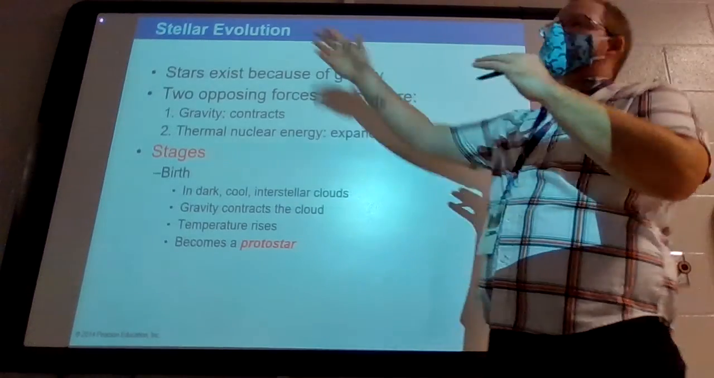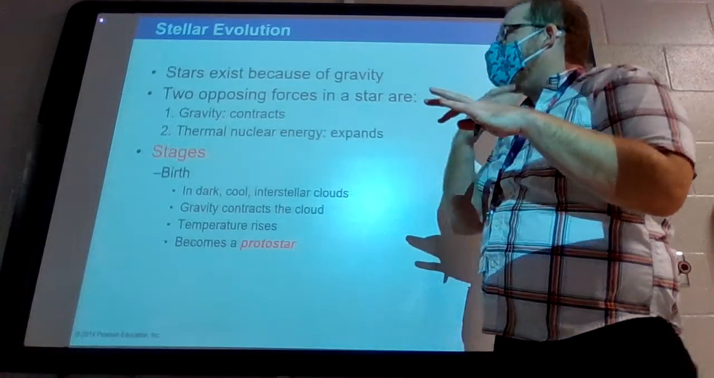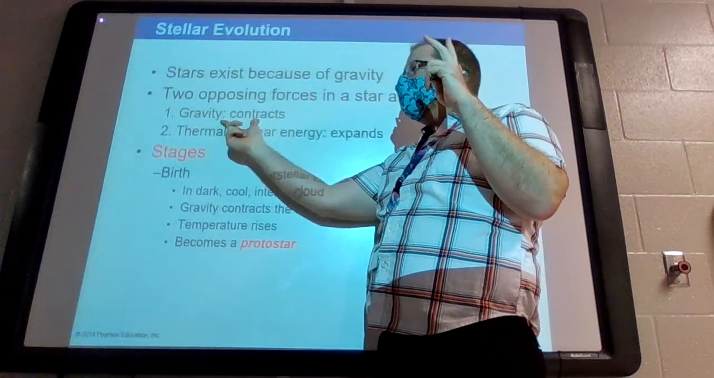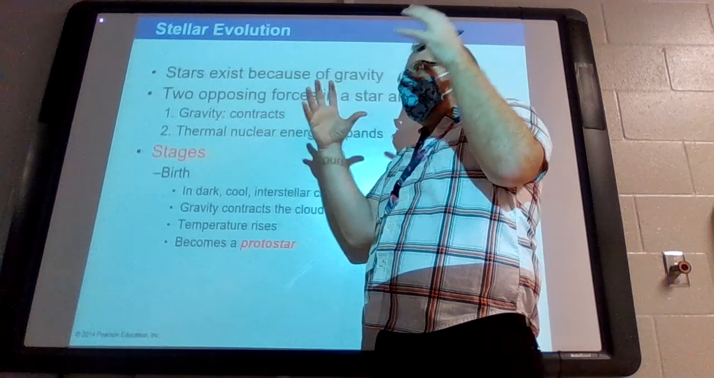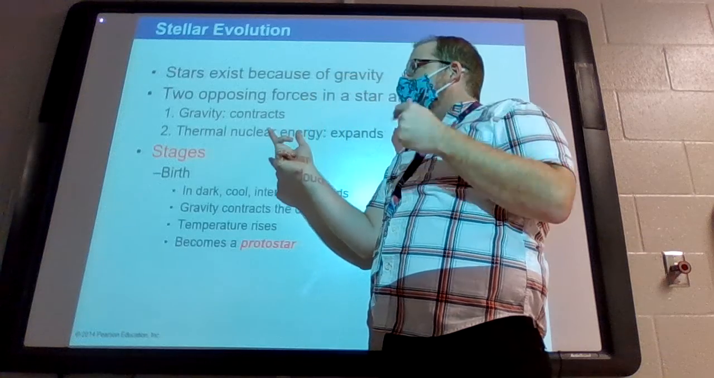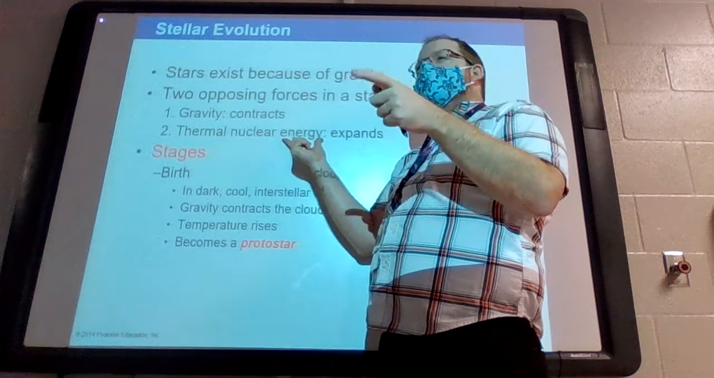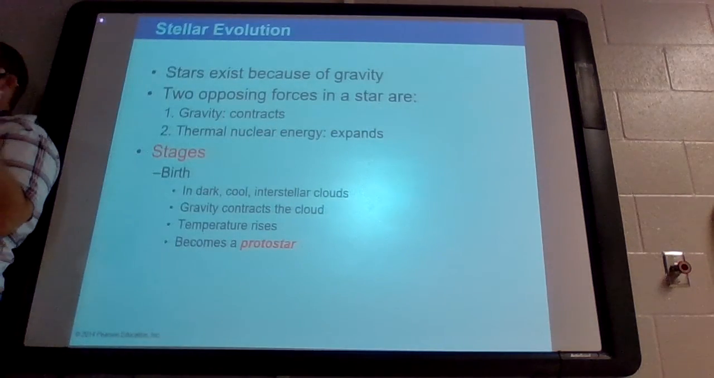Okay, so stellar evolution. How did all of this form? How did we get to the point that we're at now? Stars exist because of two opposing forces. Gravity, obviously we understand gravity. The more mass you have, the more it's going to pull in and try to center everything. The opposing force to gravity is the thermonuclear energy, or essentially the constant sun explosion that's happening.